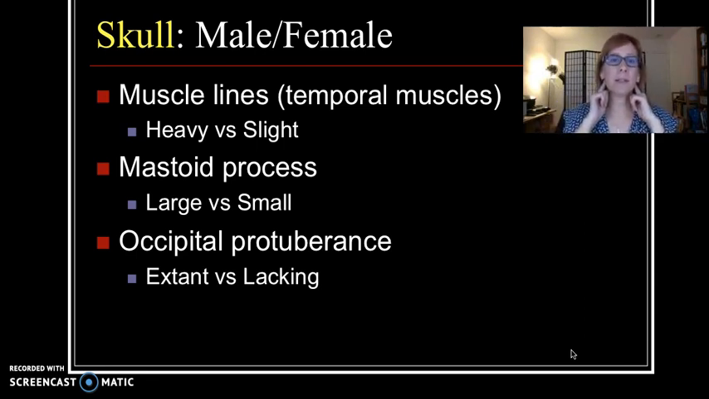So again, in males, these are going to be larger, and in females, these are going to be smaller because of all those neck muscles that are connecting to it. And then lastly, the occipital protuberance. Your occipital bone is on the back of your skull, and generally males, especially males who are larger, will have a little bit of a protuberance, right? A little piece of bone that sticks out on the very bottom of the skull, on the occipital bone, and females will have less.